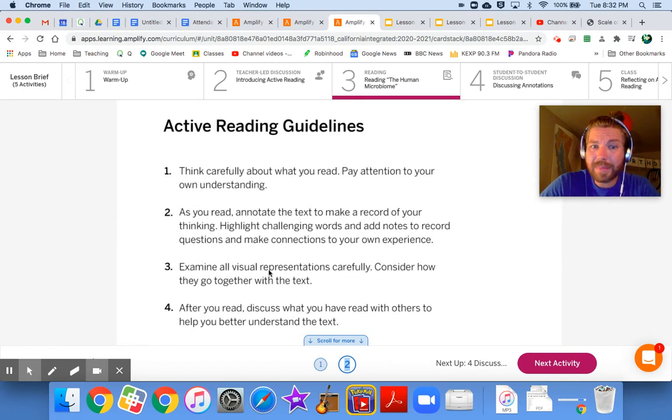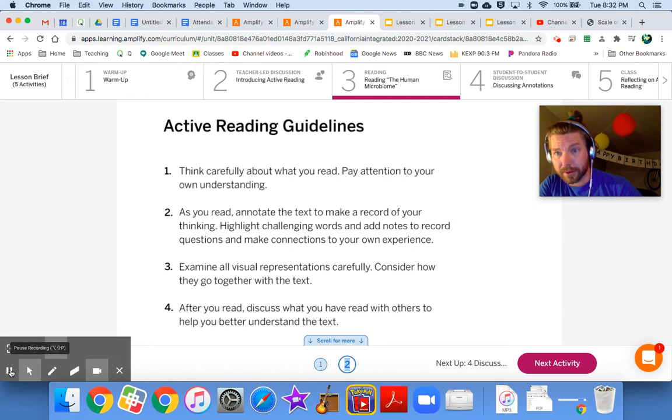And here are your guidelines. Keep these things in mind. Think carefully about what you read. Pay attention to your own understanding. As you read, annotate, highlight, underline, write questions if you have any. Look at the visuals and read the text under the visuals too. Look at all the pictures. I love pictures. And as you read, discuss what you have read with others. That's the next step to better understand what you have read. So tell you what, go read that article. Make as many annotations as you can, and then come back to me. Go ahead and hit pause right now and do that.